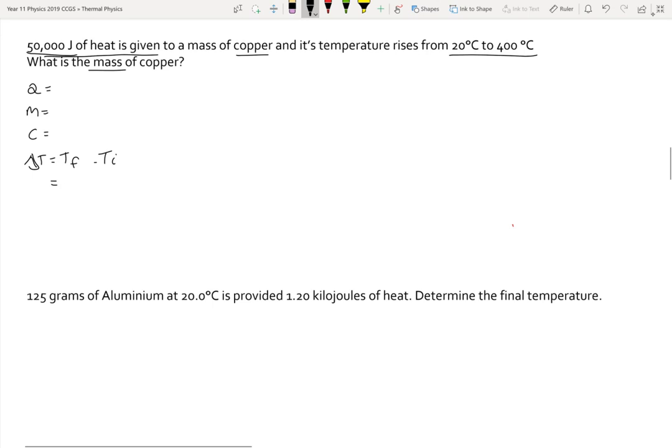And here's the thing. I know that the delta T is plus 380, but you cannot just write plus 380, Zach Stanley. Zach Stanley? You're right? Yeah. Wake up. You can't just write 380.